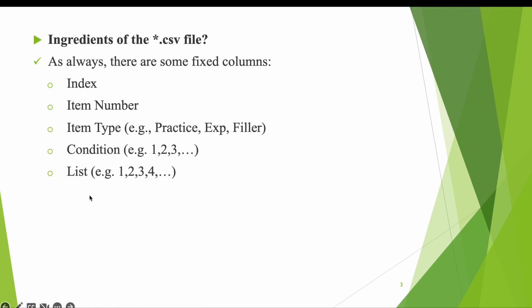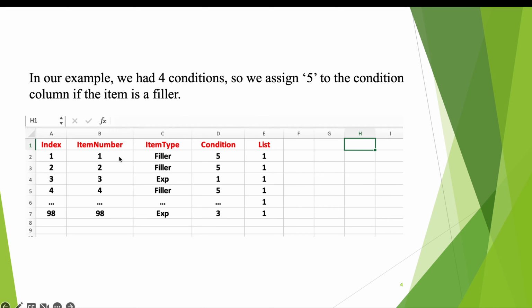So these are our fixed columns, as you can see in this Excel spreadsheet. So the index, item number. For example, in our study, we had 32 experimental items mixed with 64, let's say, filler items. It should be 96, but you can have more filler items. So here we have 98.